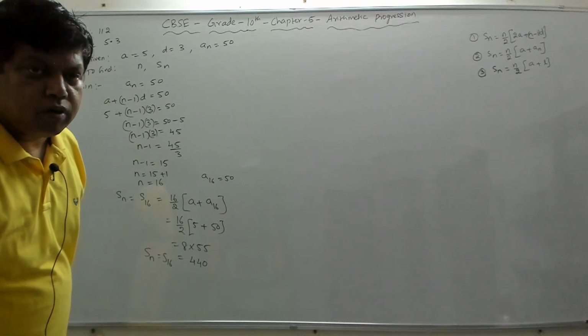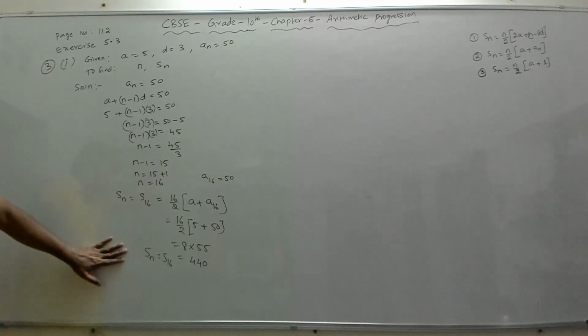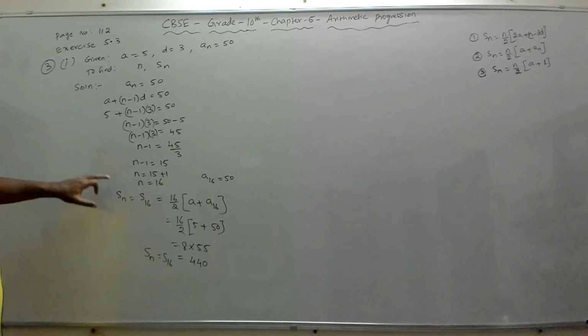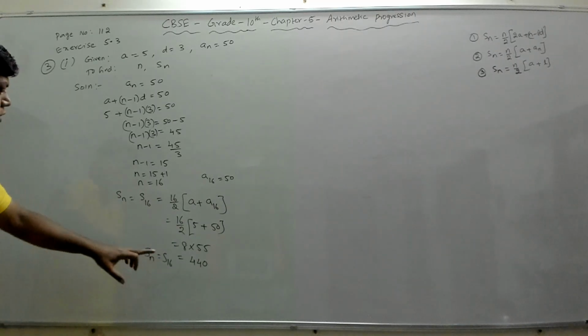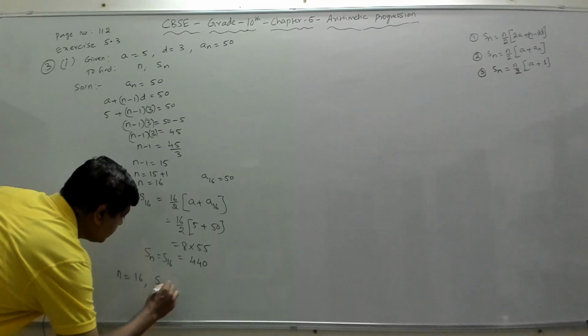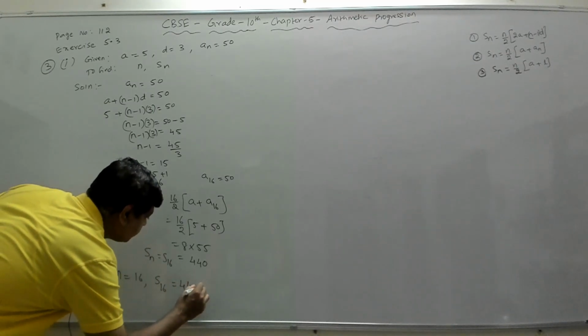Fine. So this completes the first subdivision of the third problem. We found n is 16 and Sn. So if you want, we can say finally n equal to 16, comma S16 equal to 440. That's the answer.